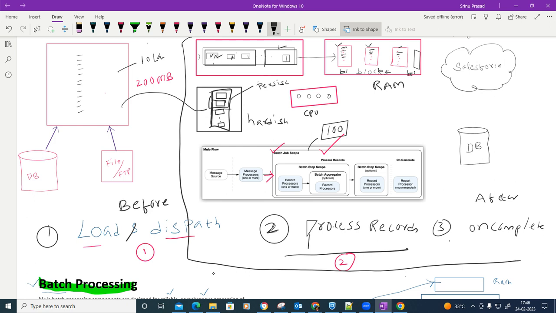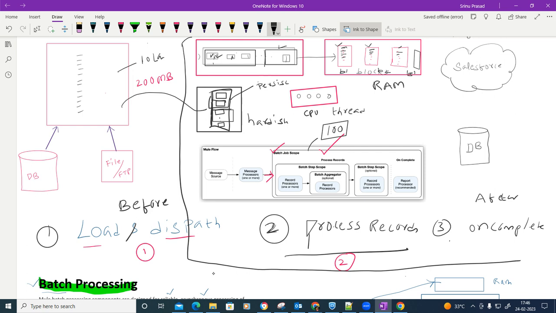Now, 1 million records are loaded into persistent memory, and that many blocks get created: blocks of 100 records on your hard disk. This all happens internally in the load and dispatch phase, the first phase. So the blocks got created, and a thread pool got created to process these blocks.